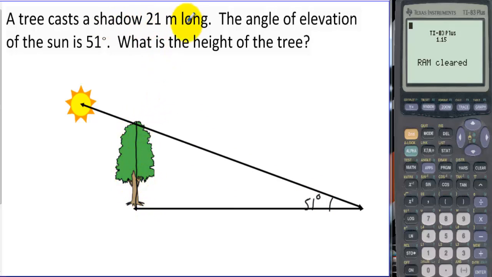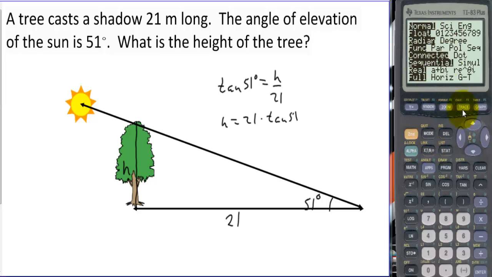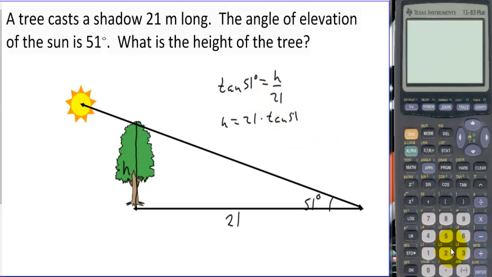Now, the shadow is 21 meters long, so that puts 21 right there. We're trying to find the height. So we have tangent of 51 degrees is equal to h over 21. So the height is equal to 21 times the tangent of 51 degrees. Now, with the calculator, we're going to have to make sure that it is in degree mode because we're working with 51 degrees. So we put our calculator in degree mode, we take 21 times the tangent of 51, and our answer is 25.933, and this is going to be meters.